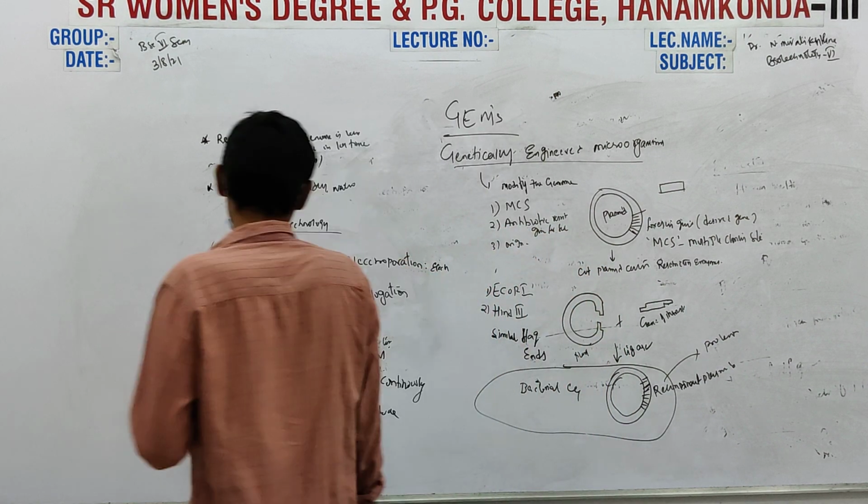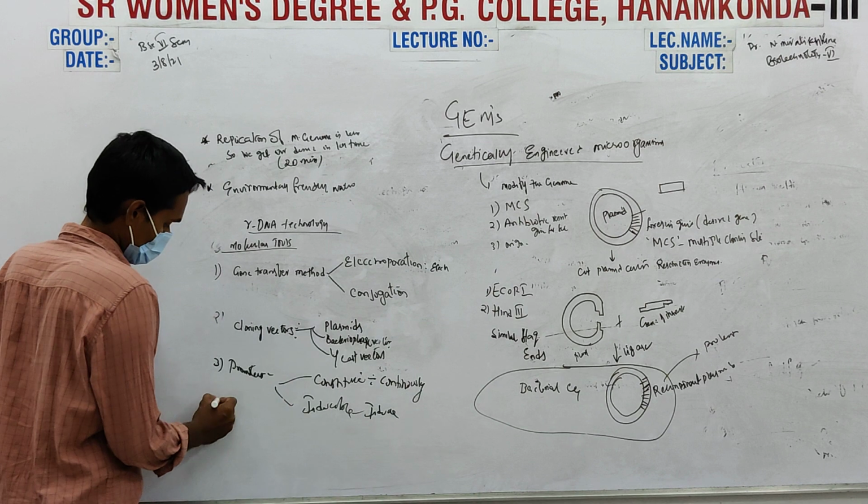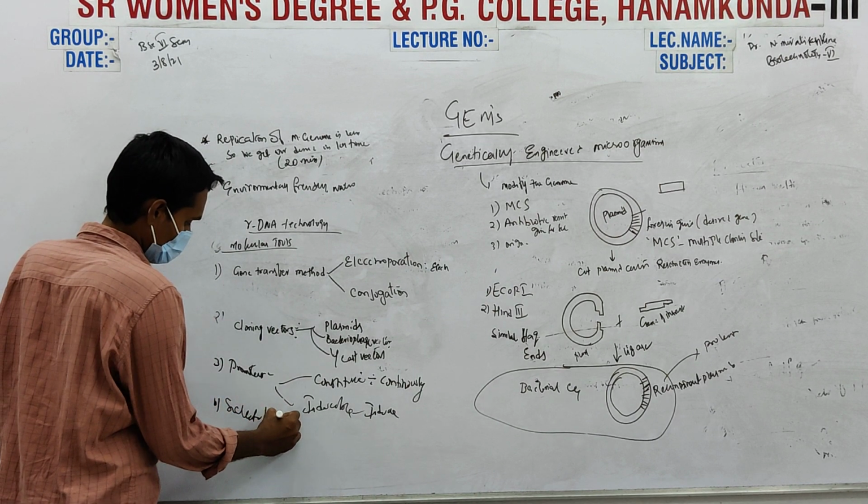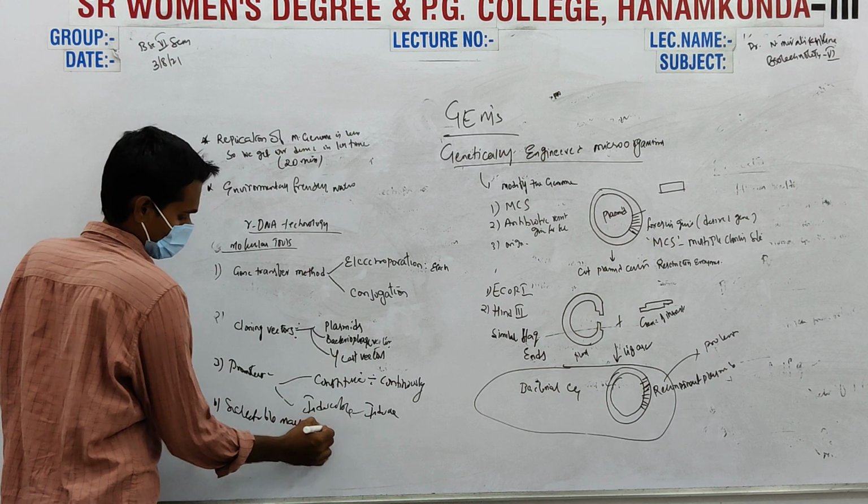Next, the fourth one is selectable markers.